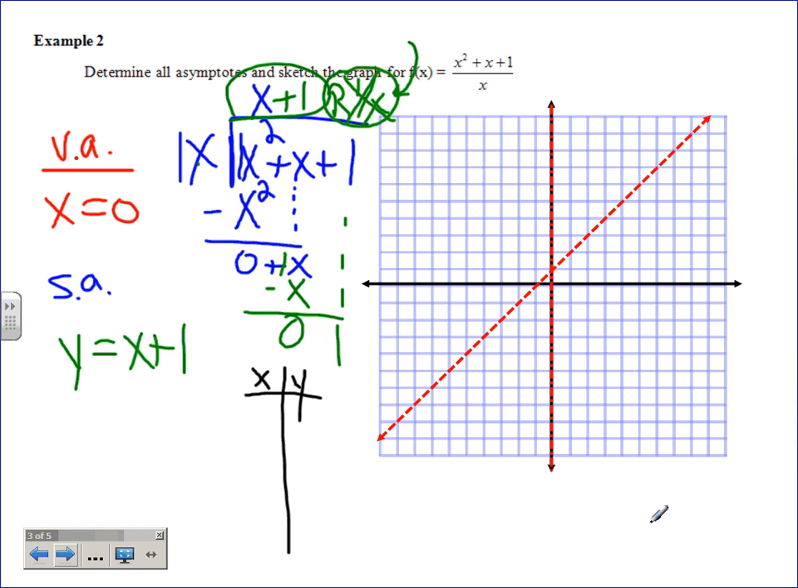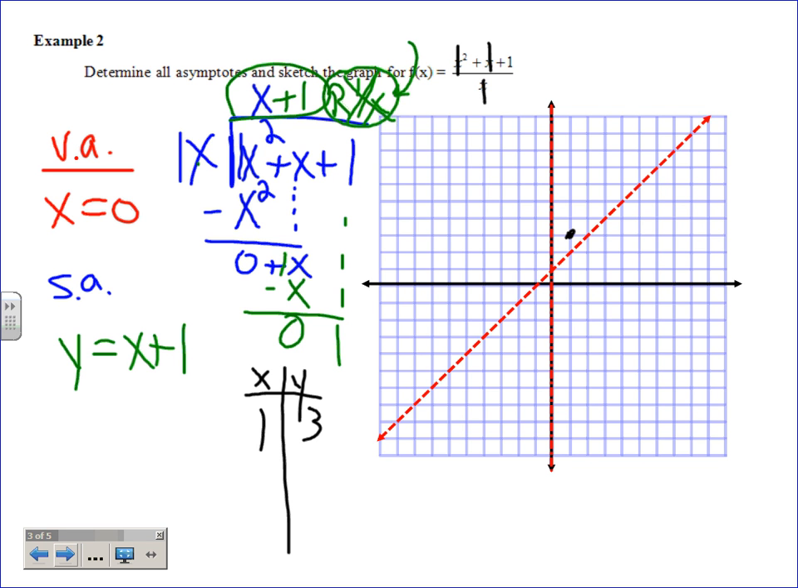What x value is to the right of that? 1. So what you do is you put 1 back in the original. So you put 1 there, you put 1 there, and you put 1 there. Well, 1 squared is 1, plus another 1 is 2, plus another 1 is 3, divided by 1 is 3. So 1 comma 3, I hope you agree, is a point here. So you go over 1 and up 1, 2, 3. The point is right there.